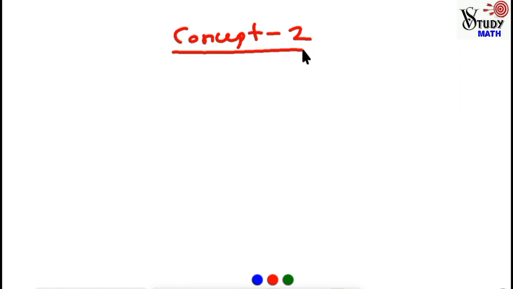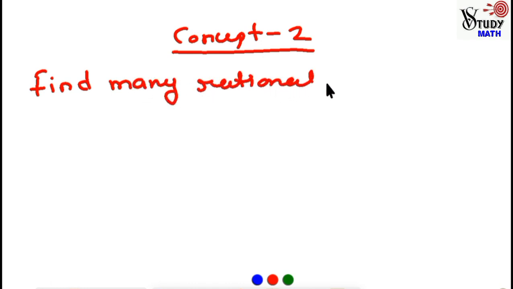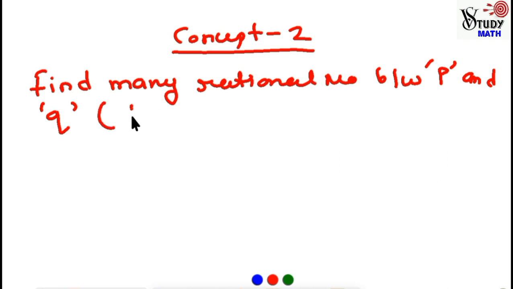Concept second. In concept second, find many rational numbers between P and Q, where P and Q are distinct rational numbers and given also that P is greater than Q. So what is our strategy to solve this kind of question?